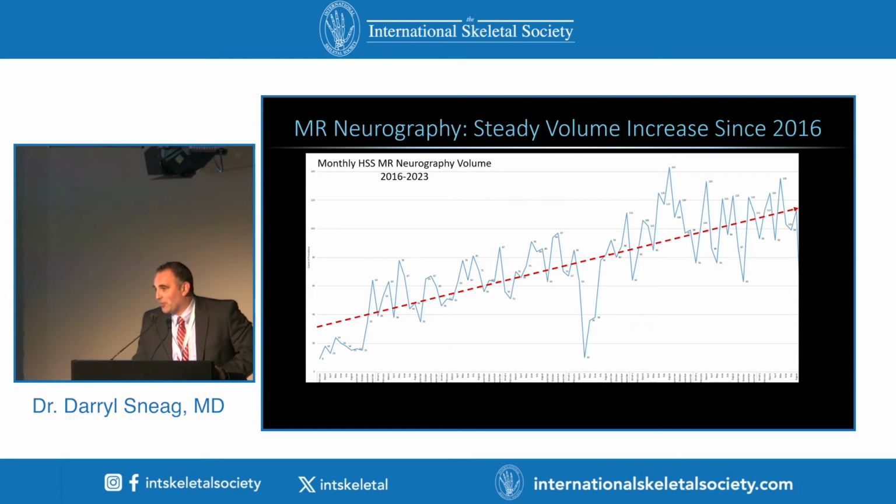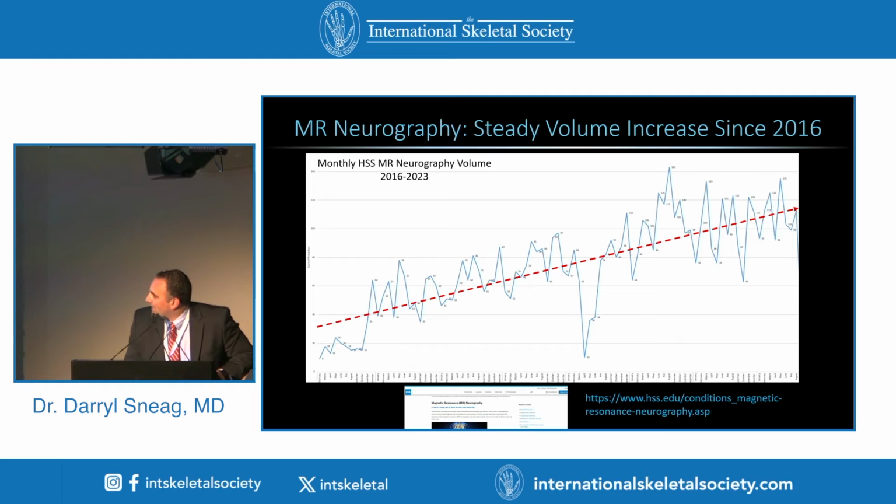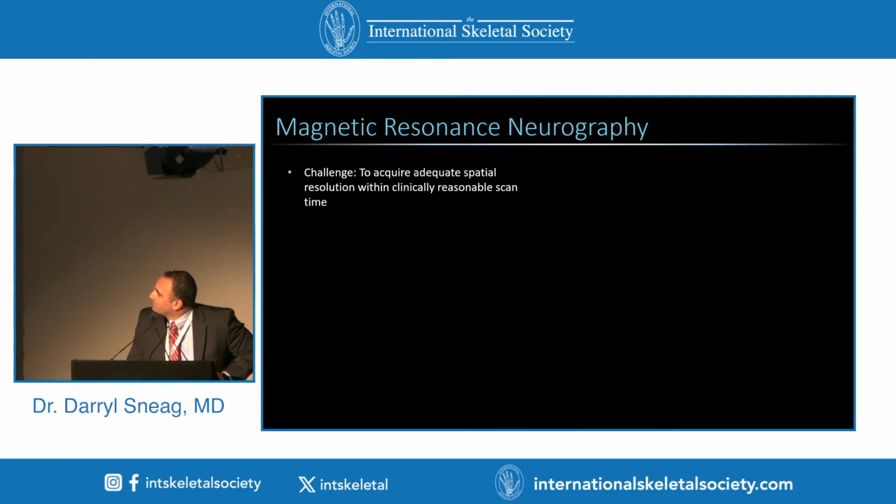I'd like to share with you my clinical experience. I formally started documenting how many nerve studies we were doing in 2016, and we see an almost linear increase to today. We do about 130 nerve cases a month. I think the increase in volume is attributed to improving image quality enabled by improvements in both software and hardware. And we have a website so patients can learn more about MR neurography.